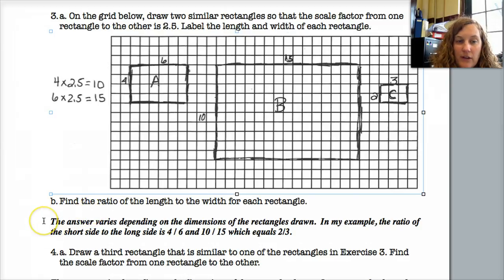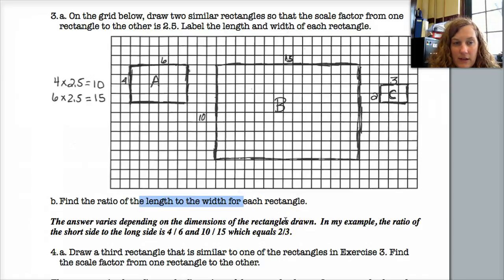Find the ratio of the length to the width for each of the rectangles. Oh, I just realized I did mine backwards. That's okay, we'll just fix this. They said to do length to width, but I'm just going to think of it as short side to long side again. So in my example, the short side to the long side is 4 to 6 and 10 to 15, which is 2 to 3. As long as you're consistent, short side to long side, whatever you pick.